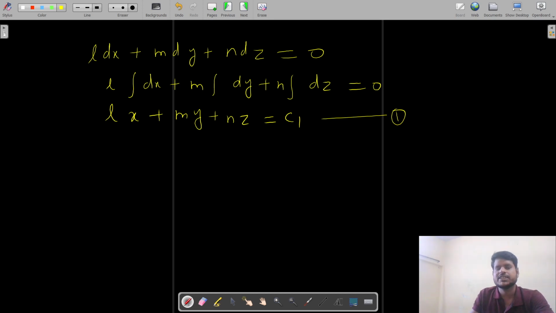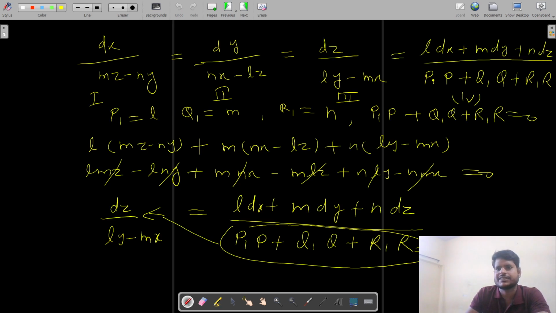Now in the same way we can choose different multipliers. So again multiplier, let me show the previous problem. This is what we have. Now in this case I am taking the next multiplier. So in the first case we chose P1, Q1, R1 as l, m, n. Now I am choosing the next multipliers. What should I consider so that the expression P1P plus Q1Q plus R1R is equal to 0? Dear students, I am choosing P1 dash, Q1 dash, R1 dash, you can say.